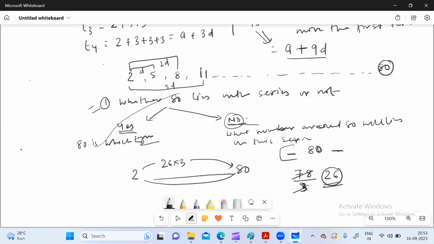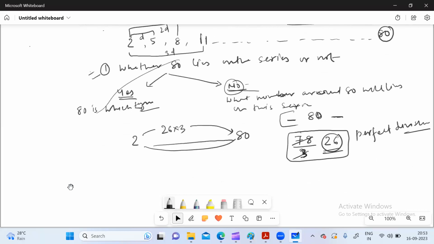So this division, a perfect division without remainder, ensures that 80 lies on this series. Am I clear enough? This actually proves that 80 lies on the given series.